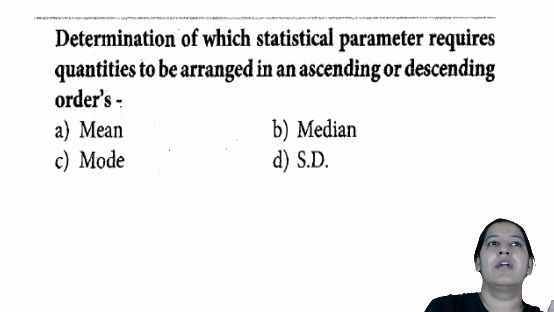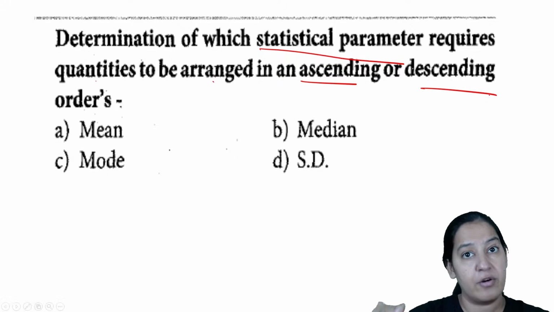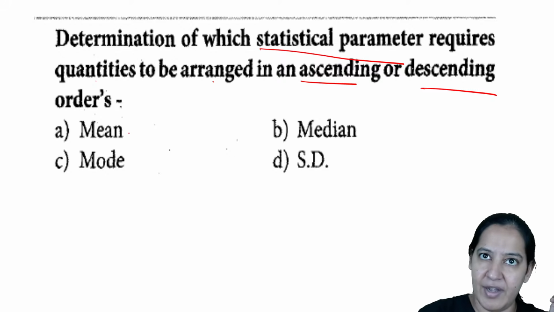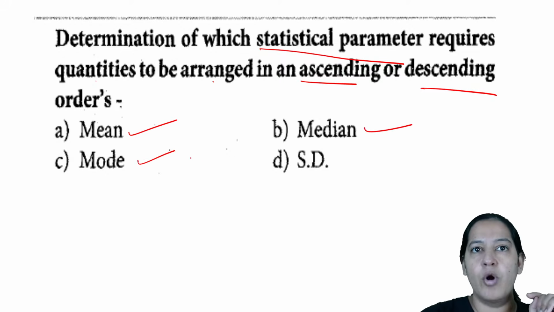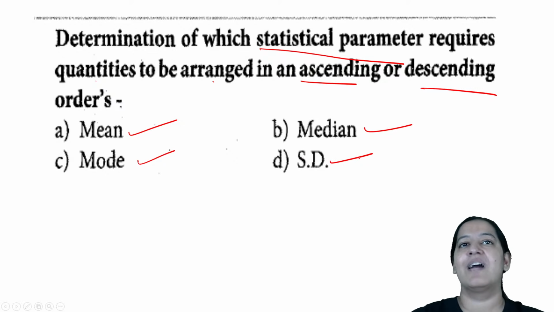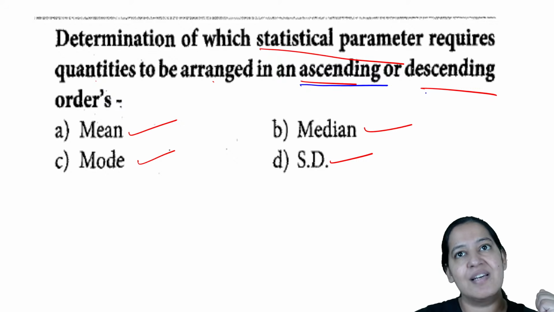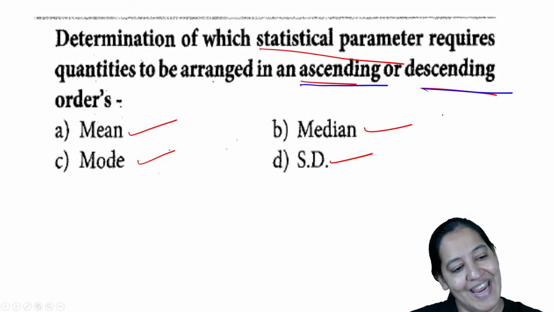Read the question. Determination of which statistical parameter requires the quantities to be arranged either in ascending or descending order before calculating it. So whether for calculating mean you require it, for median you require it, for mode you require it, or for standard deviation you require this. A, B, C, D are your options. Tell me the correct answer. Yes? So Niranjan again first to answer.